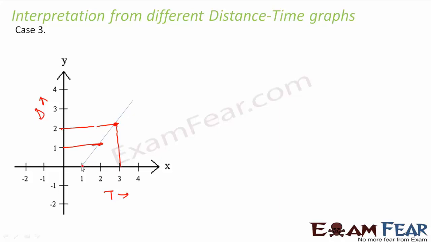But what does this show? That this line starts from here. What happens from this point to this point? That means what happens when the time increases from 0 to 1 hour. So in the first 1 hour, there is no movement of the object. So this is 0. So this is how the graph looks like. That means the object is at rest for the first 1 hour.